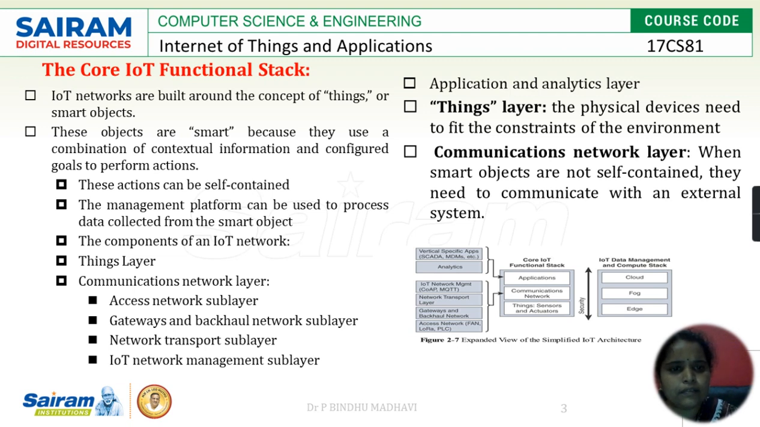Things layer means all the physical devices like sensors and actuators, which are required to generate the information to connect to the world: what kind of information is required and what are the different kinds of environment where these devices are connected. Because everywhere, based on the connectivity of that particular device in the environment, the data generation may be different again. So the things layer plays a major important role. Next one is about the communications network layer.